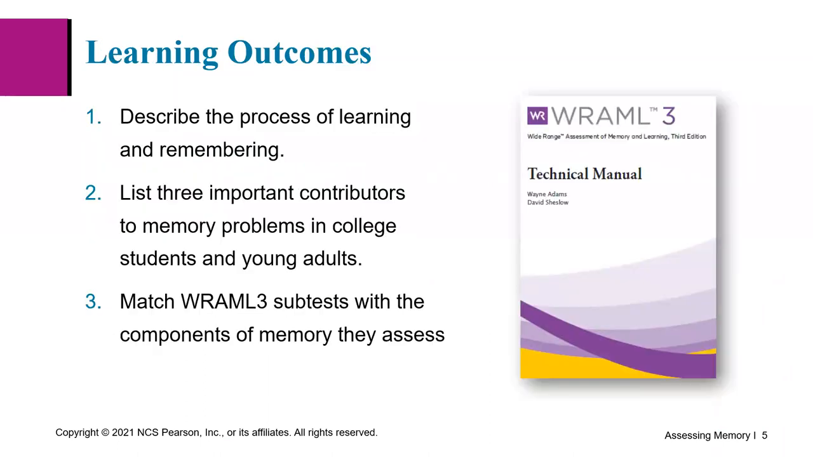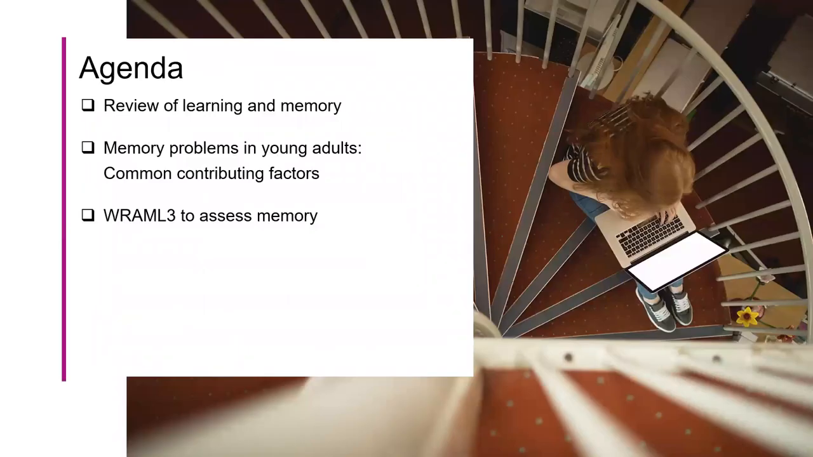This webinar describes the assessment process that allows us to understand why a young adult may be struggling with learning and remembering. At the end of the webinar, participants will be able to describe the process of learning and remembering, list three important factors that may contribute to memory problems in young adults, and identify which subtests from the new RAML-3 assess the components of memory that we've discussed.